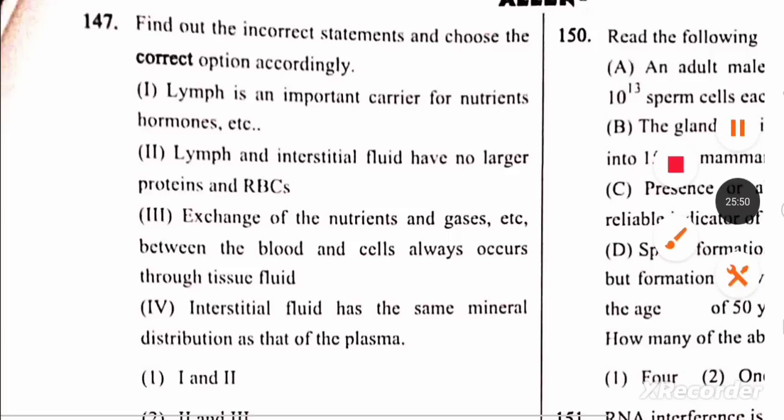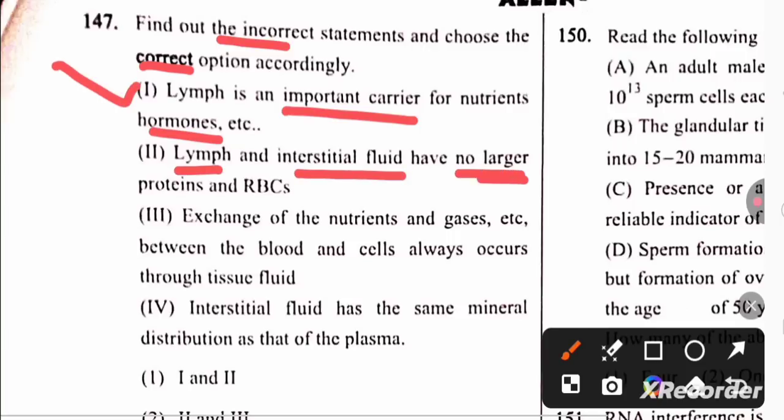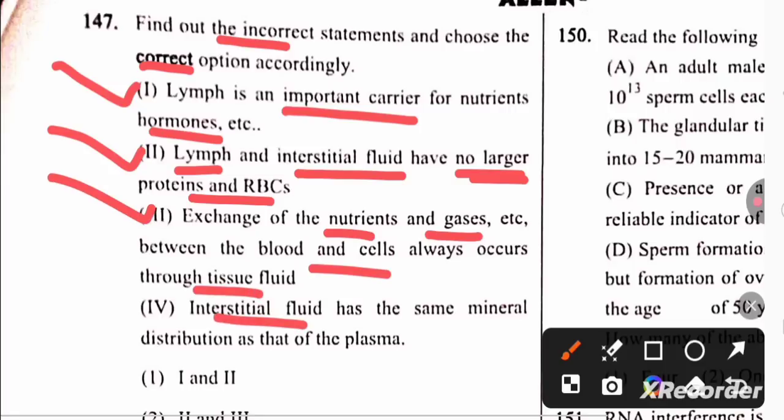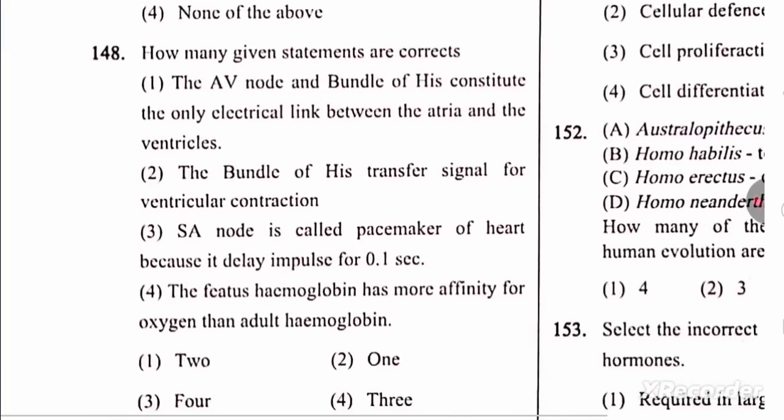Find out the incorrect statement and choose the correct option accordingly. Lymph is an important carrier for nutrients and hormones. Yes. Lymph and interstitial fluids have no larger proteins than RBC. Yes, of course. Exchange of nutrients and gases, etc., between blood and cell always occur through tissue fluid. Yes, correct one. Interstitial fluid has some of the same minerals distributed as that in plasma of the blood. This is also the right one. So none of the above are incorrect. All the four statements given are correct regarding lymph and fluid. Let us move to the next question.